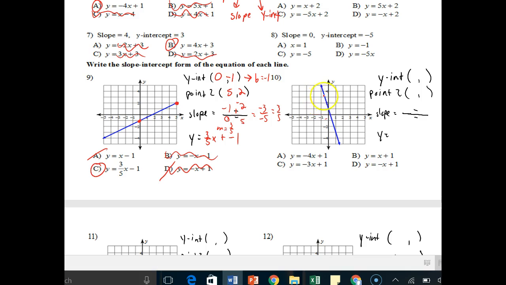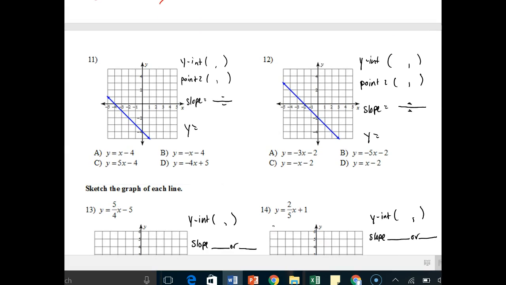I'll help you set up number 10. Here's the point 0, 1. So you want everything to end in plus 1. Unfortunately, all of them end in plus 1. Pick another point, such as 1, negative 3, to help you find your slope. So 1 minus negative 3, 0 minus 1, that gives you 4 over negative 1, right? So that gives you a slope of negative 4. So y equals negative 4x plus 1, because here's your b, there's your plus 1, there's your negative 4. So A is your answer. So wrong slope there, positive slope, obviously wrong there, wrong slope there.